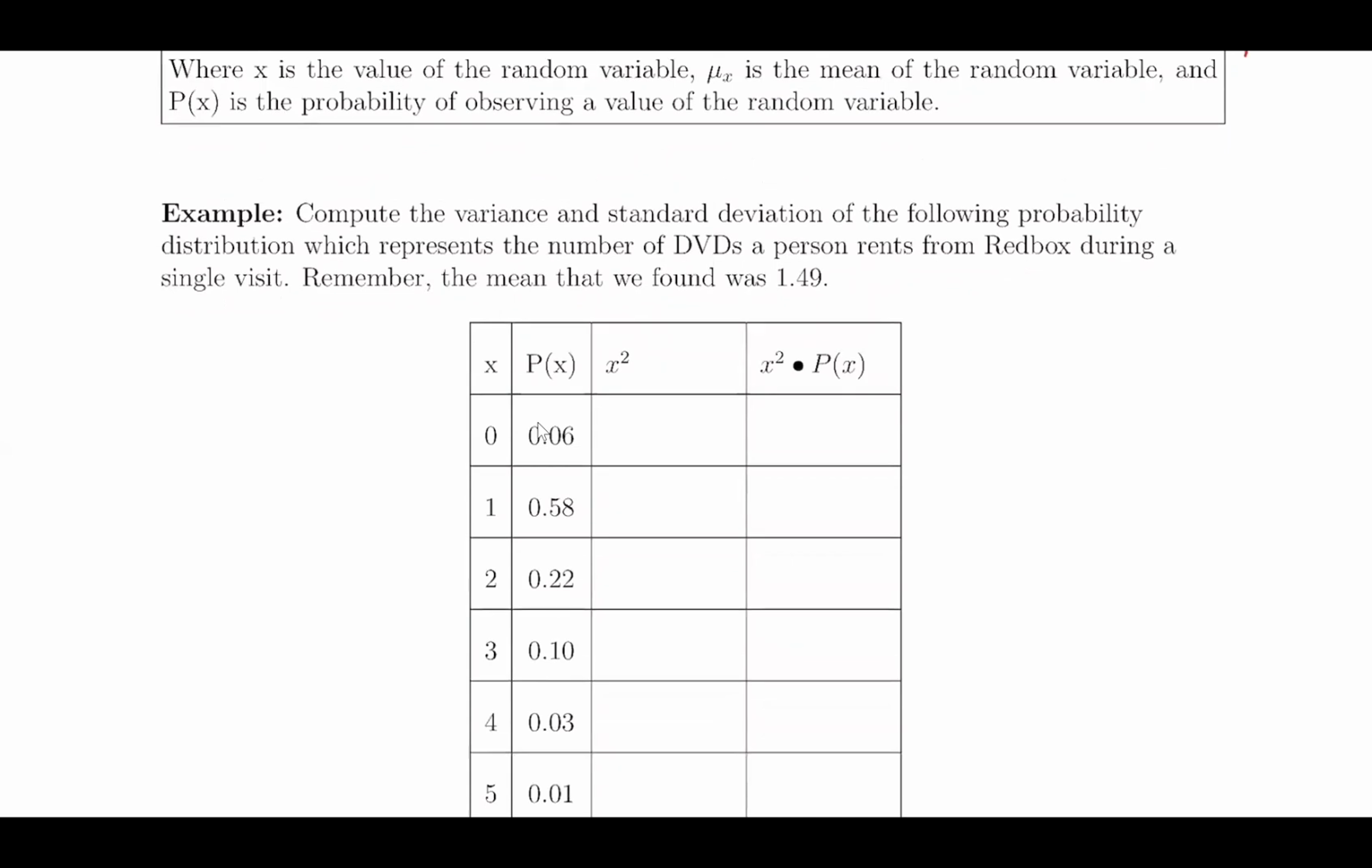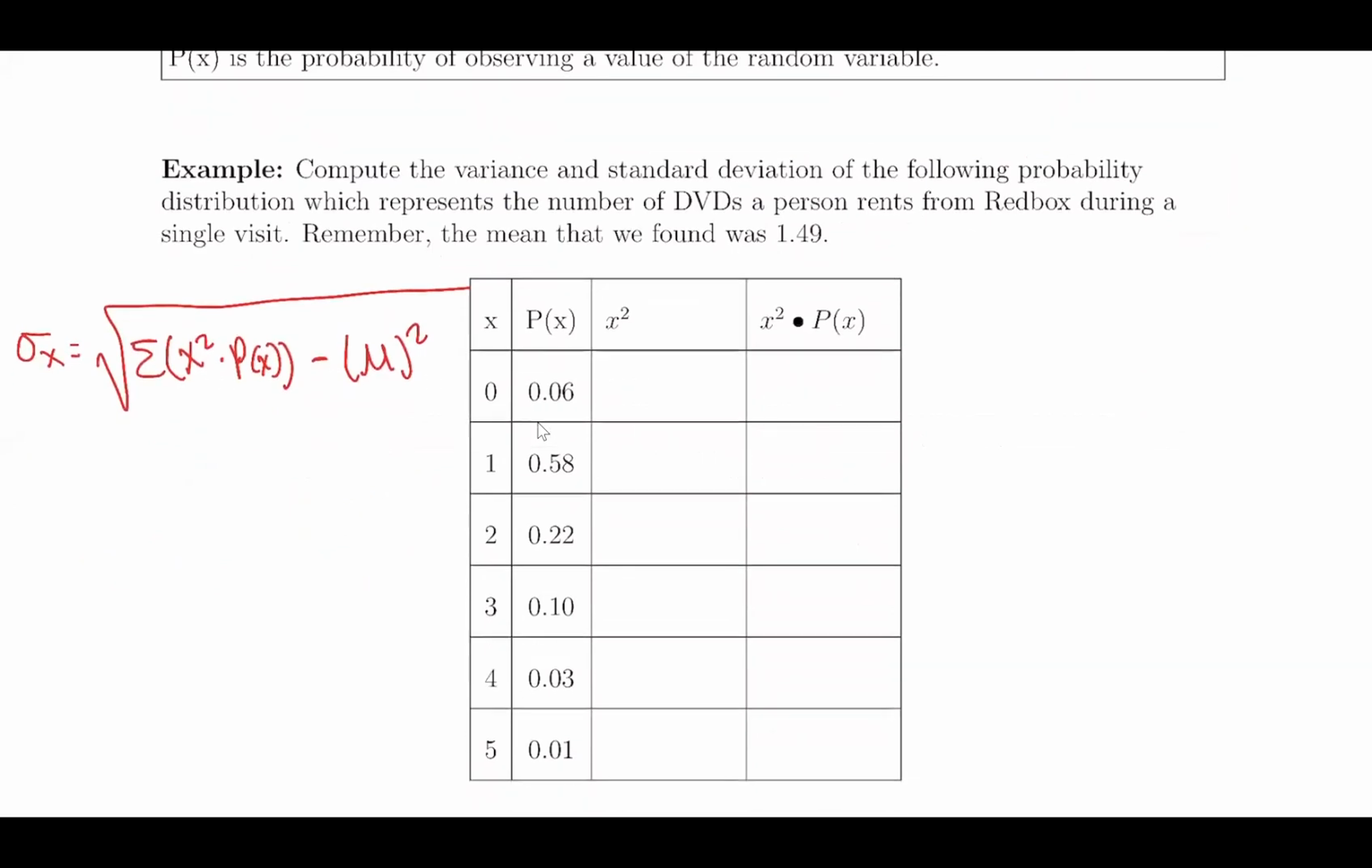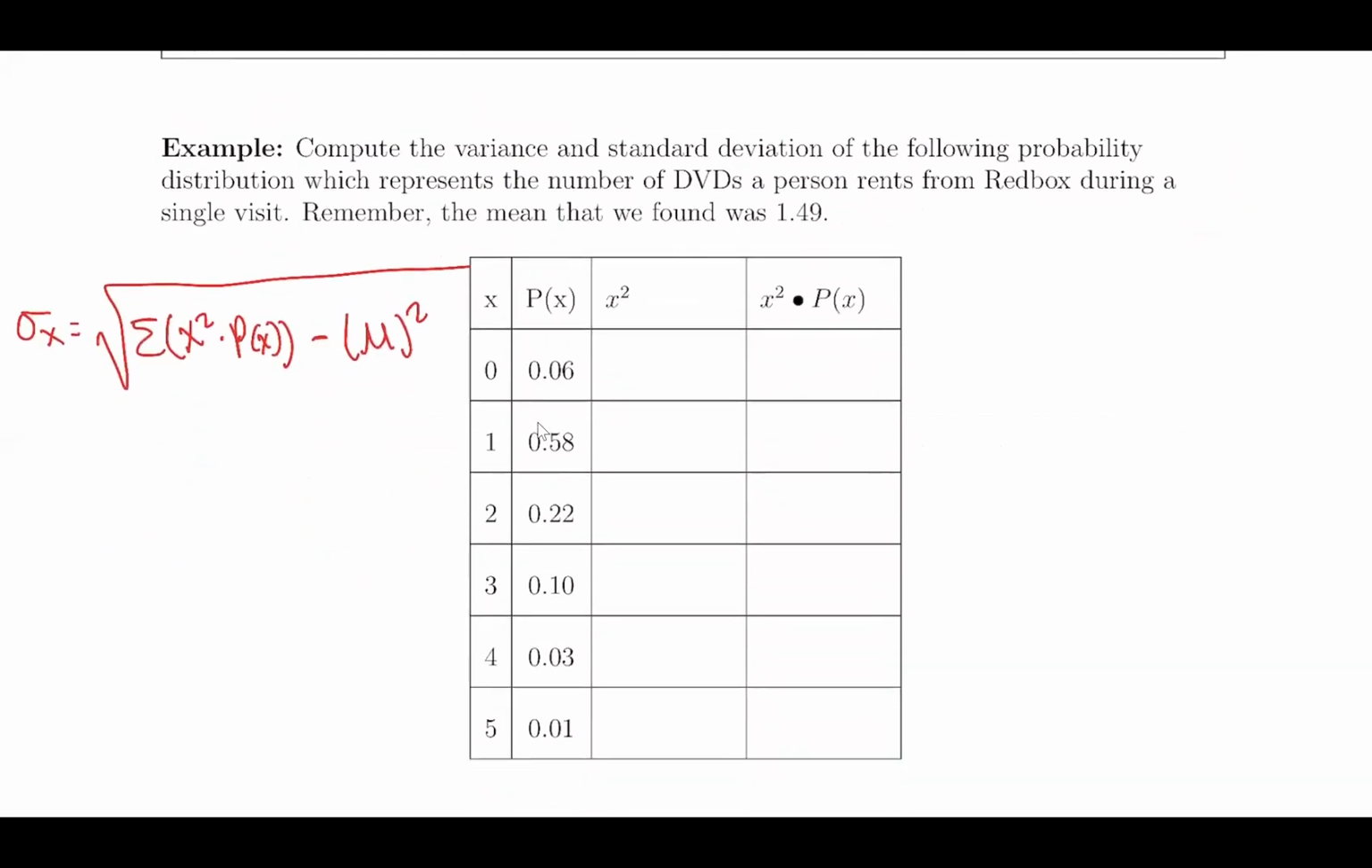So in order to find standard deviation, we're going to try to get all of this. The standard deviation of x is equal to the square root of the summation of x squared times P(x), and then we subtract that by mu squared. So that's what we're going to try to do right now. We're going to focus on this part where it says x squared. That means we're going to get the x value and just square it.